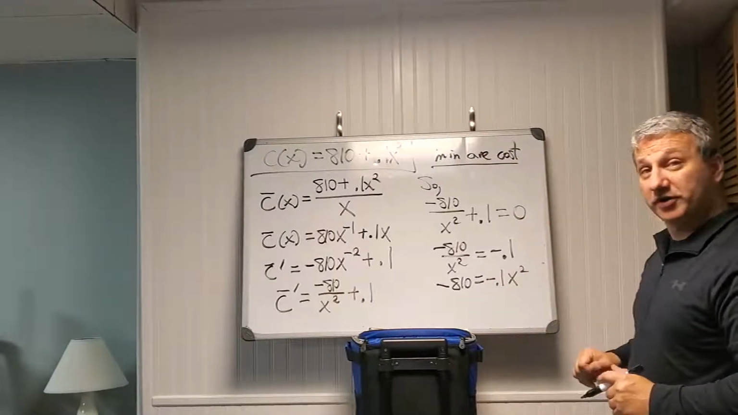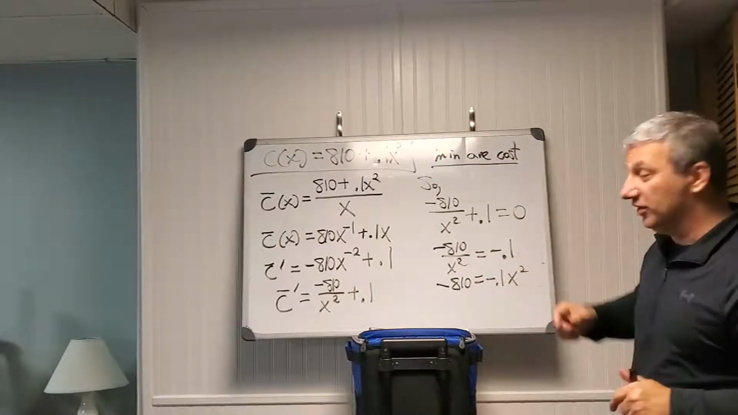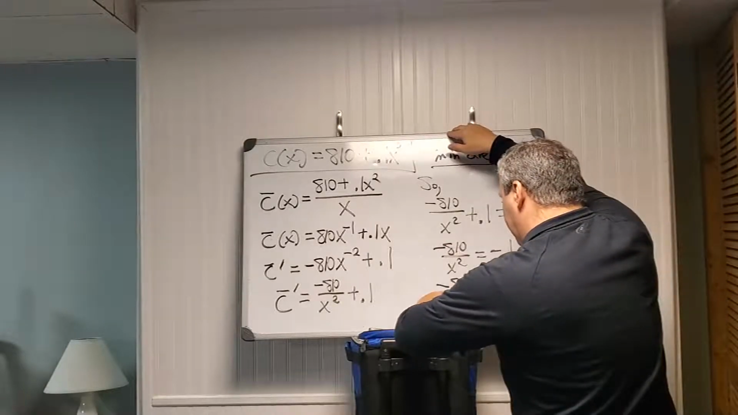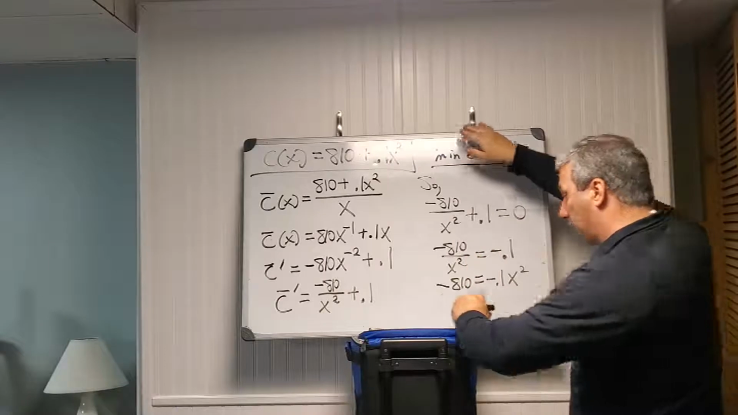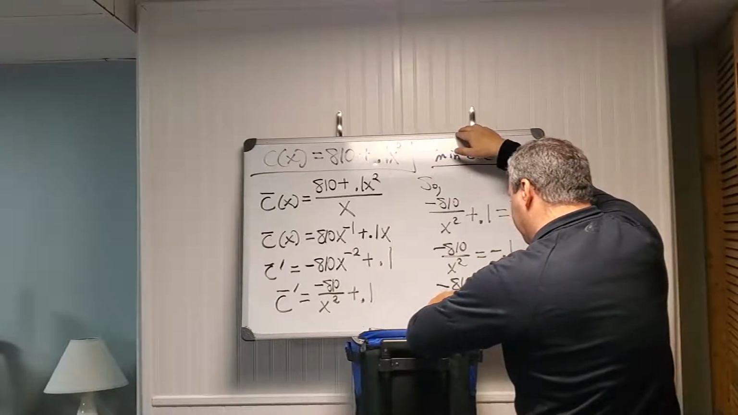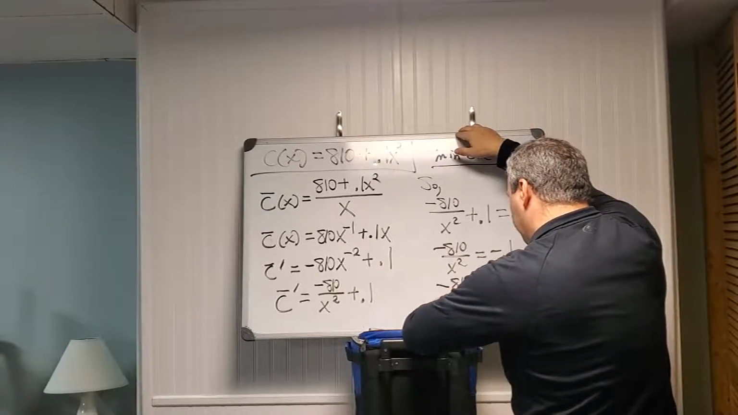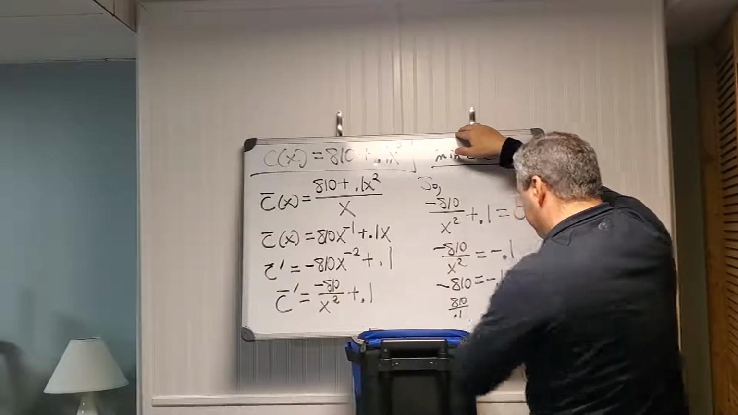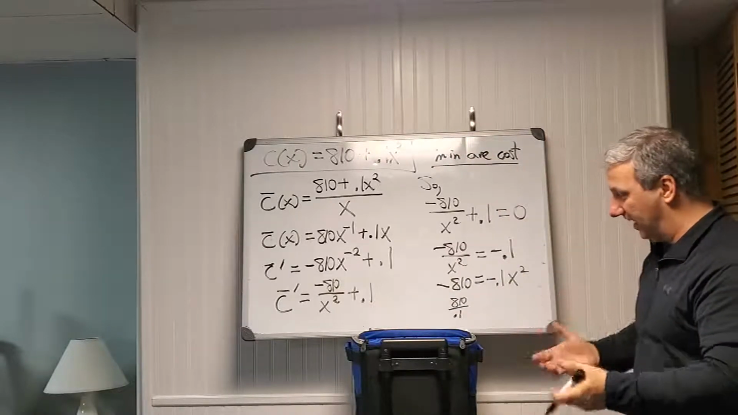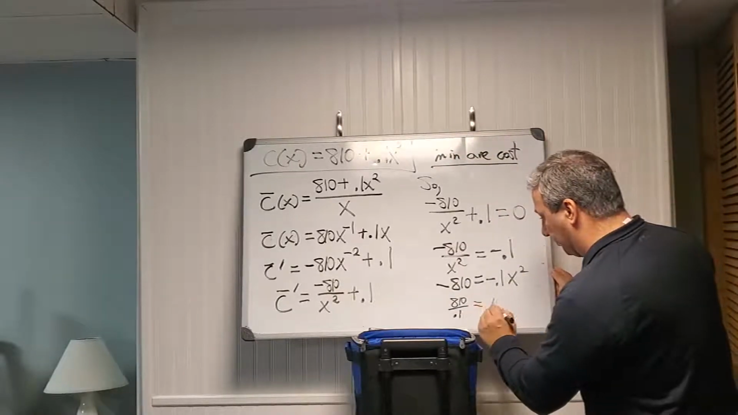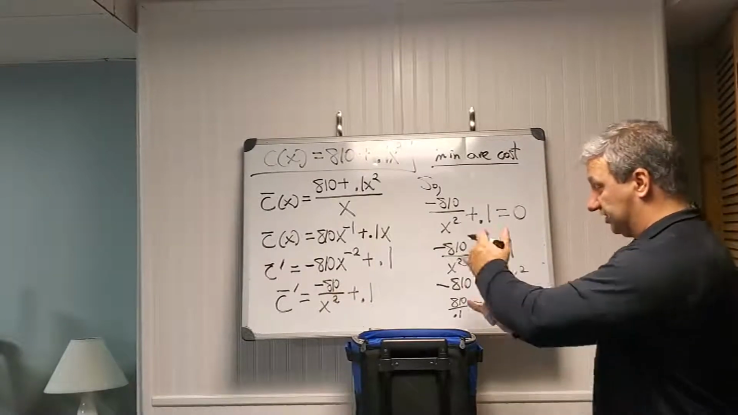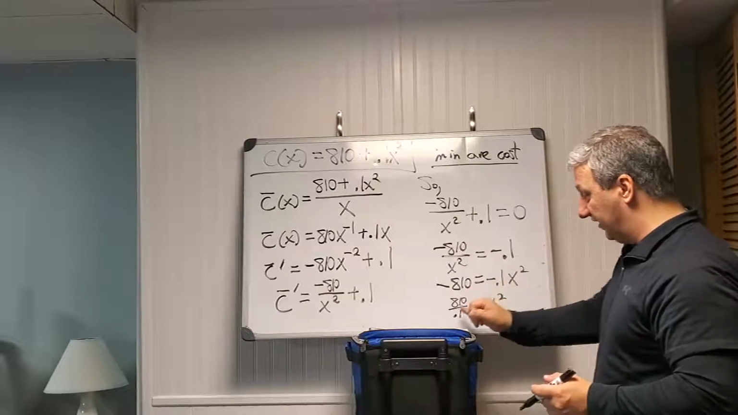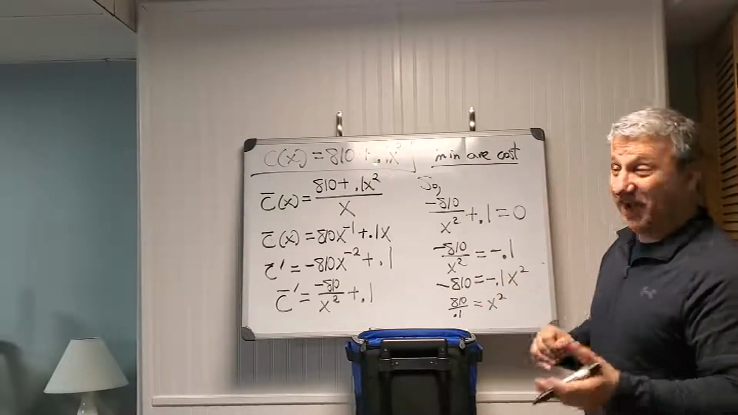Got to solve for x squared, so I'm going to divide that back over. I'm going to divide negative 810 by negative 0.1. A negative 810 divided by negative 0.1 is 810 divided by 0.1, and that equals x squared. You can take your calculator if you need to, or you can just slide the decimal. 810 divided by 0.1 is 8,100.